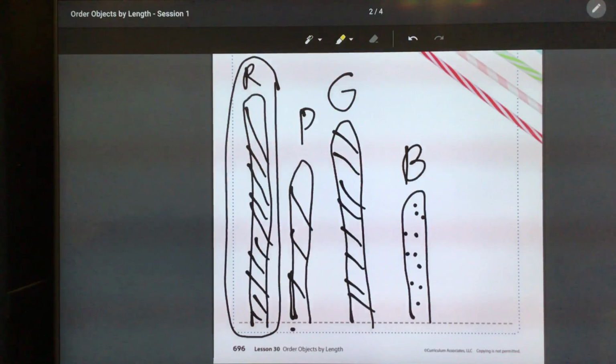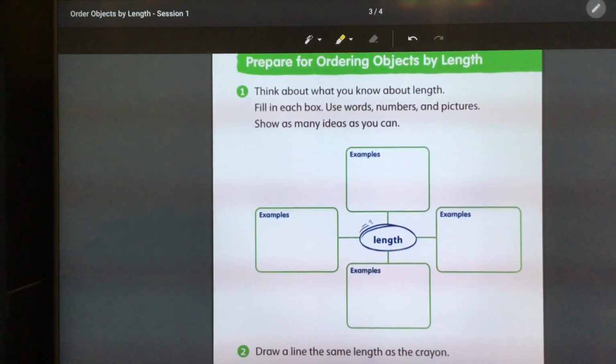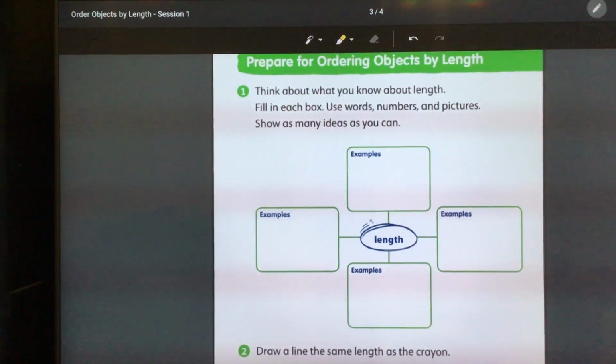Okay, and then we're going to go to the green page. We're going to be doing this together. Number 1 says to think about what you know about length. Fill in each box. Use words, numbers, and pictures. Show as many ideas as you can.